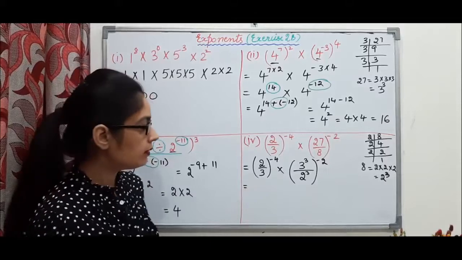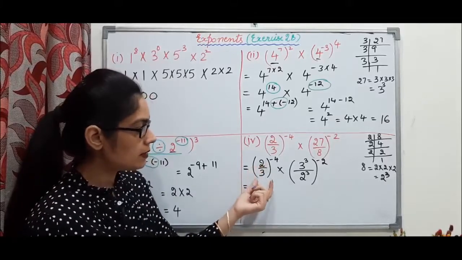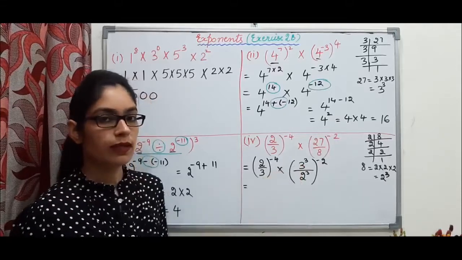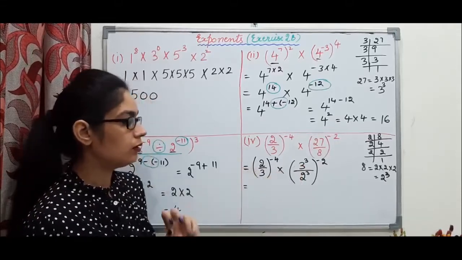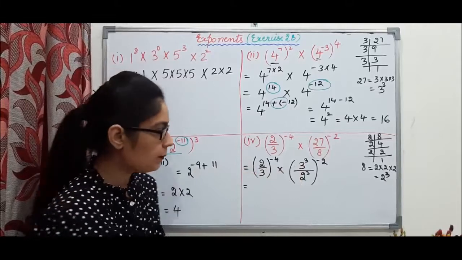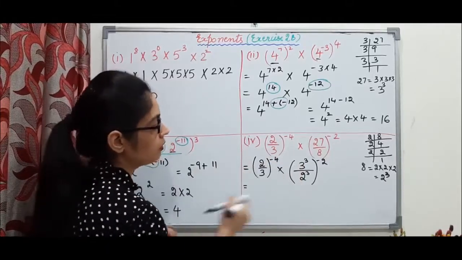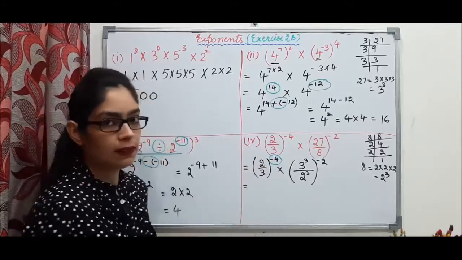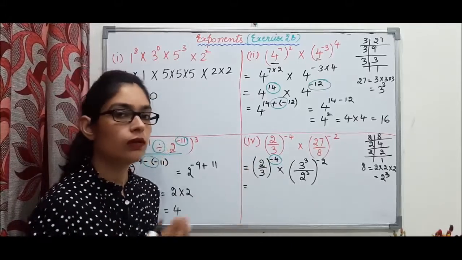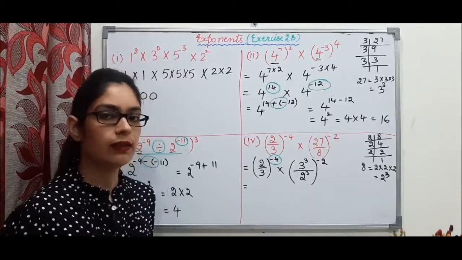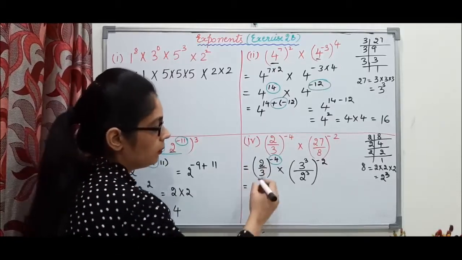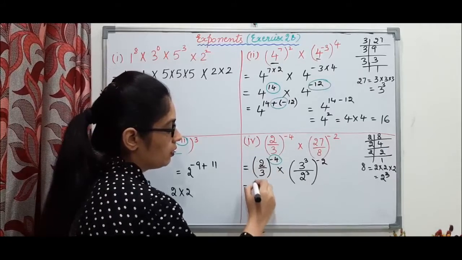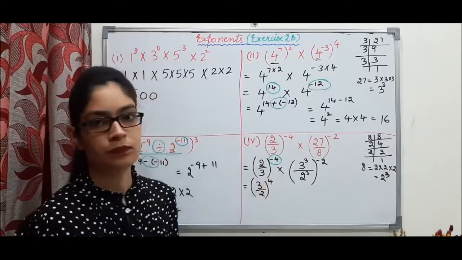Here we can see one thing. Here the base is in the form 2 by 3, here 3 by 2. So what we can do here, we can do its reciprocal, and when we do reciprocal, its negative power will also be changed to positive. So let's do it. So 2 by 3, when we do its reciprocal, numerator will be changed to denominator and denominator will be changed to numerator. So 2 by 3 will become 3 by 2 whole power 4.